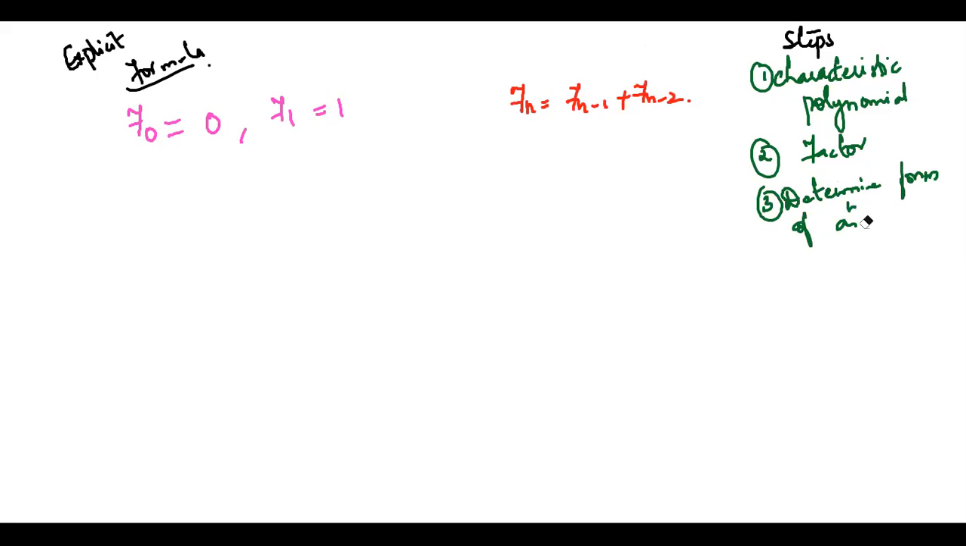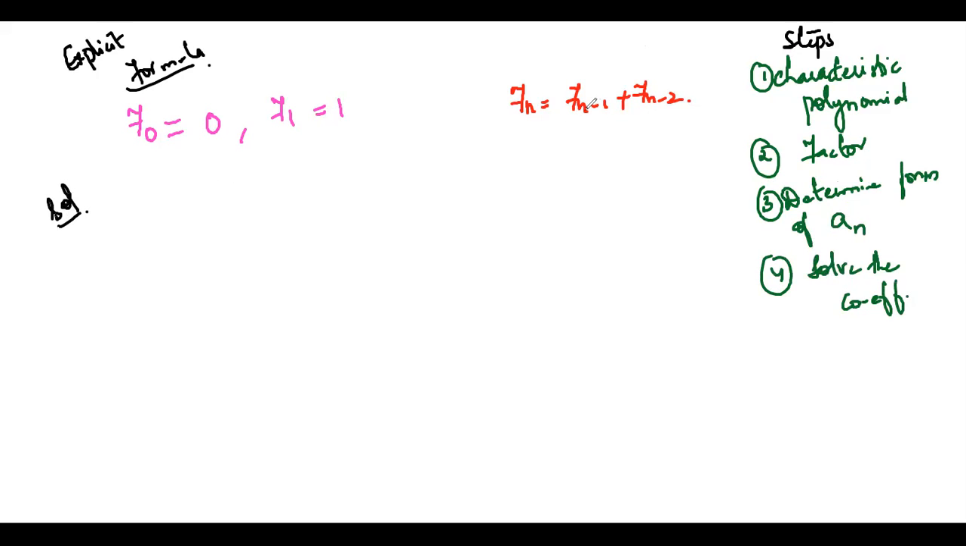An is the nth term, an, and then finally solve for the coefficient. Now, how are we supposed to start this problem? First, we are supposed to write the characteristic polynomial. For the characteristic polynomial solution, let me start it over here.